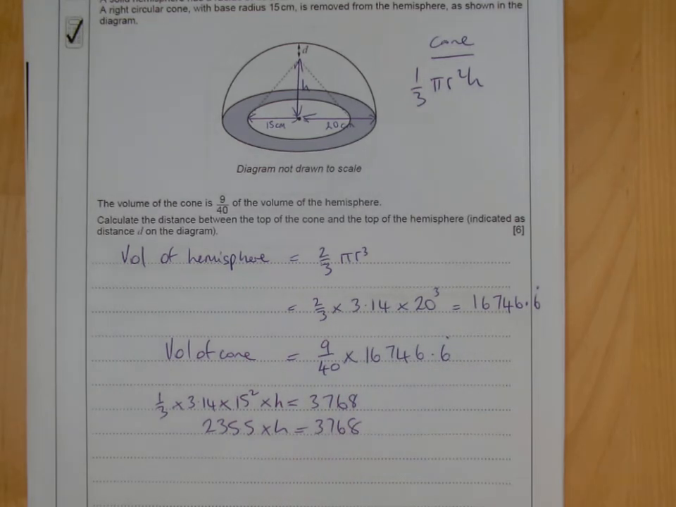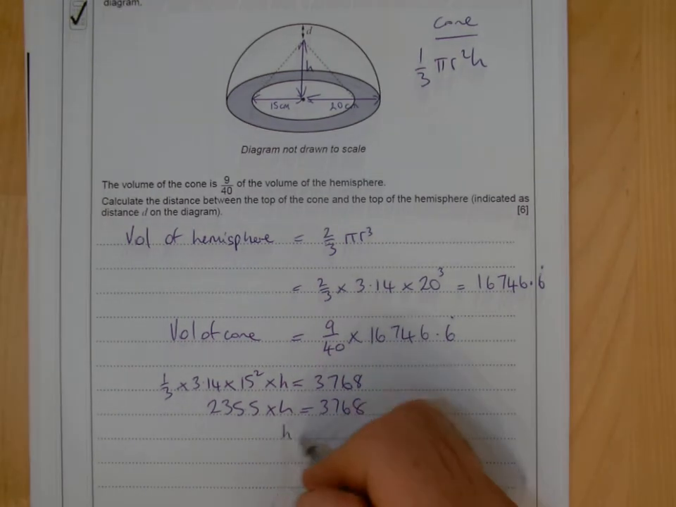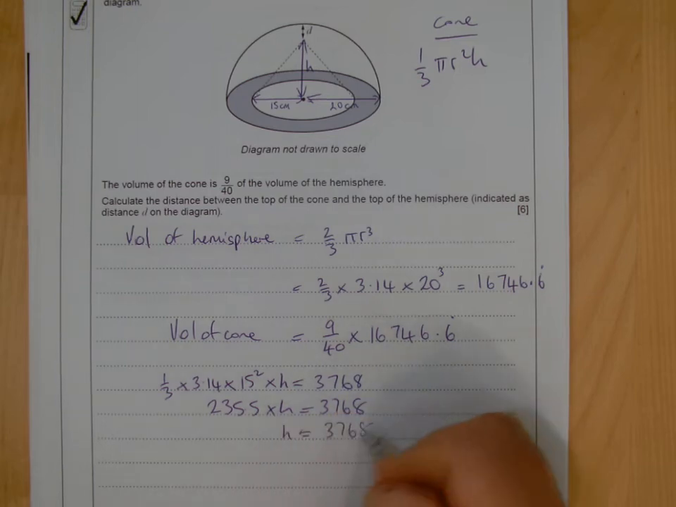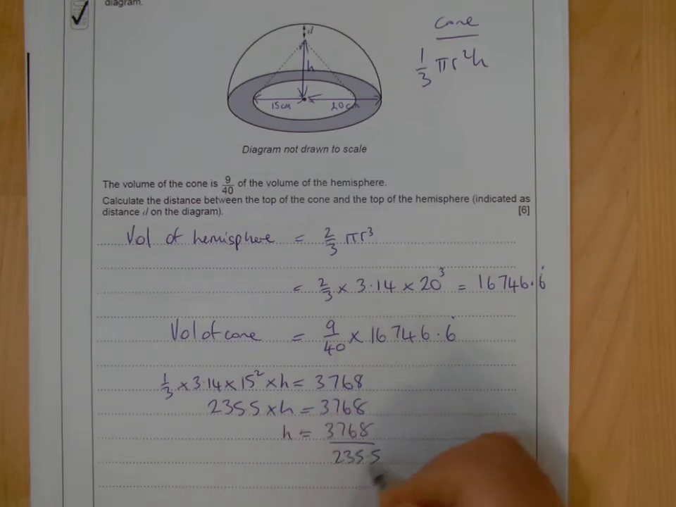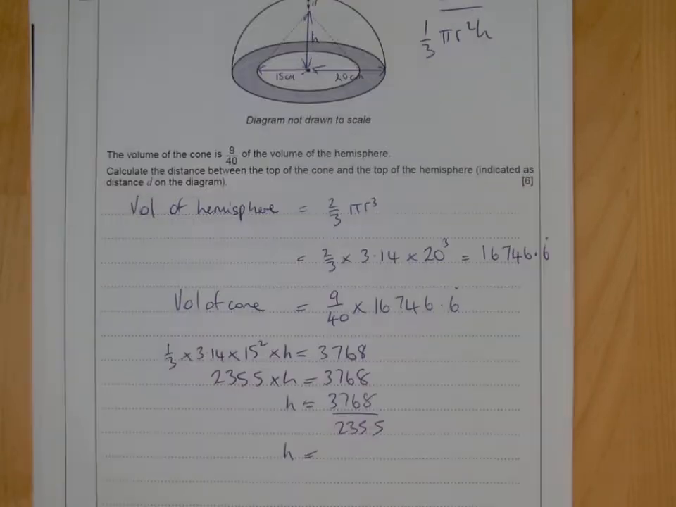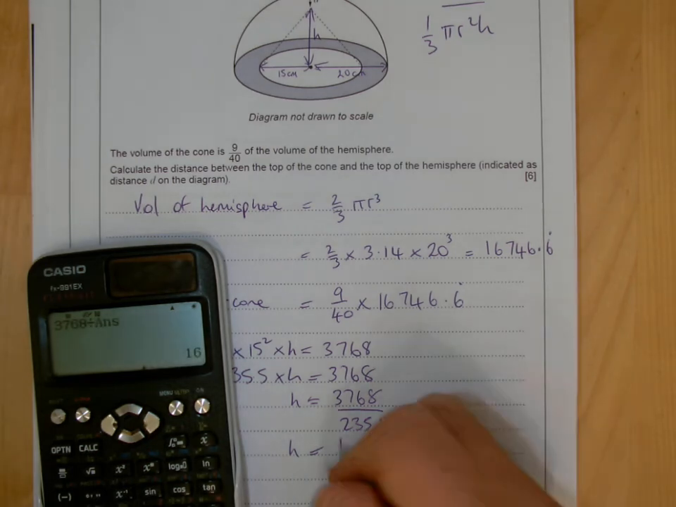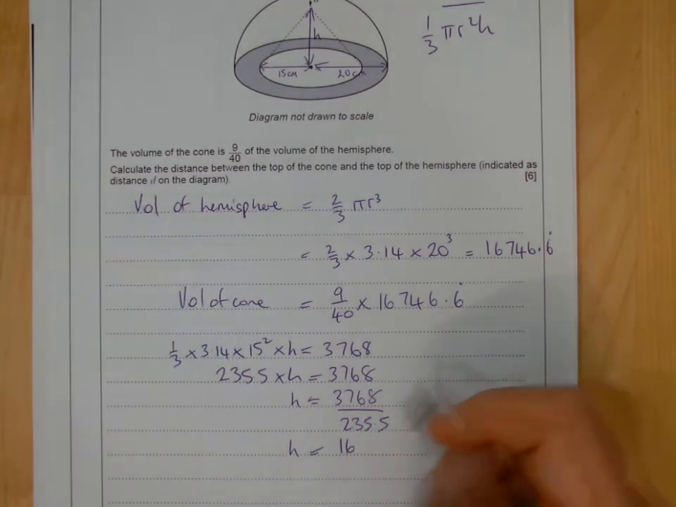You know then, to get h you work backwards, so you take that number over, because it was multiplying, when you take it over you divide. So quite simply I just have to do 3768 divided by the answer, and it comes out to be exactly 16. So that's really nice, 16 centimeters.